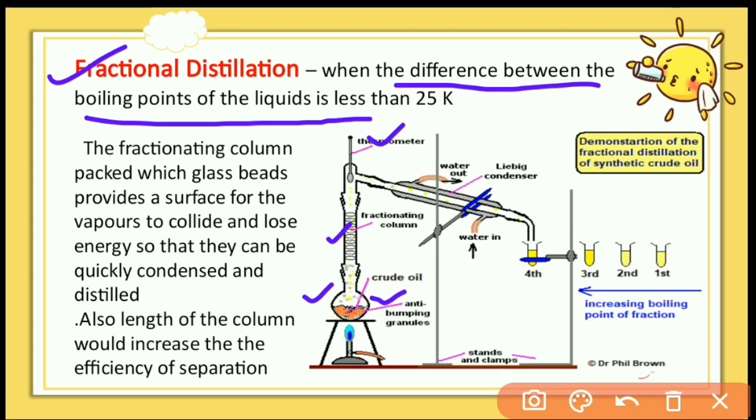This fractional column packed with glass beads provides a surface for the vapor to collide and lose energy so that they can quickly condense and be distilled. Also, the length of the column increases the efficiency of separation because of the boiling points differing by less than 25 Kelvin. So this fractional column helps to separate different samples of oil from the crude oil sample.